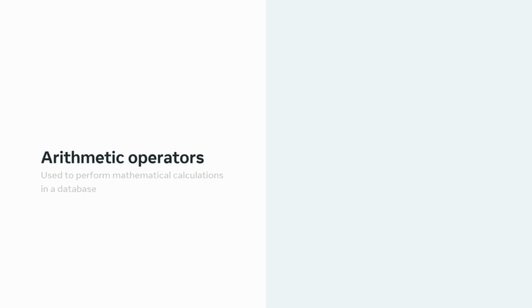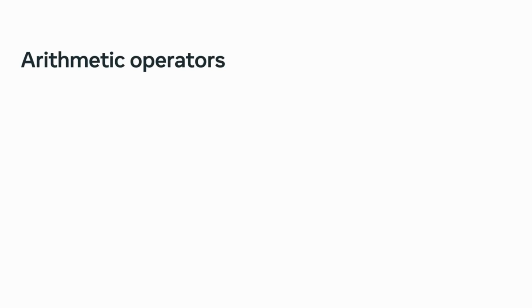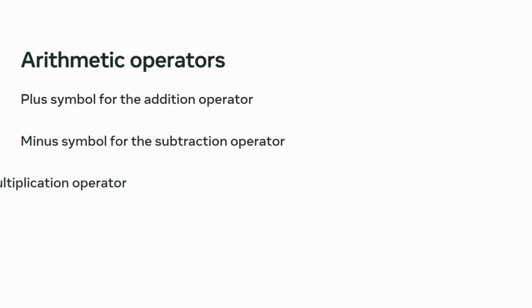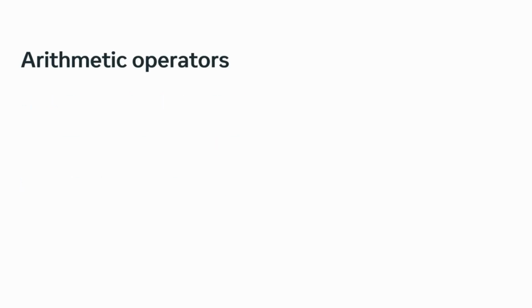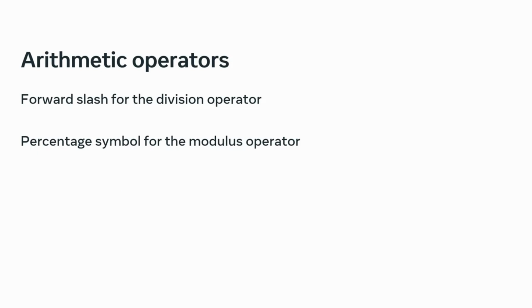Arithmetic operators are commonly used in computer languages to perform a calculation and return a result. Much like common arithmetic operators in mathematics, you can use arithmetic operators in SQL to carry out mathematical operations in a database. The SQL arithmetic operators and their symbols are plus for addition, minus for subtraction, asterisk for multiplication, / for division, and percentage for modulus, which provides the remainder value of a division calculation.